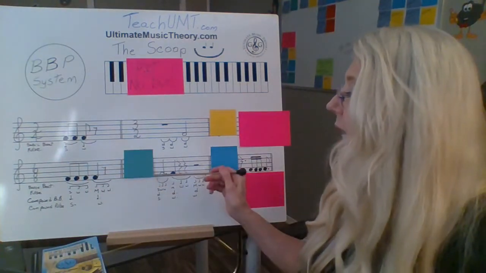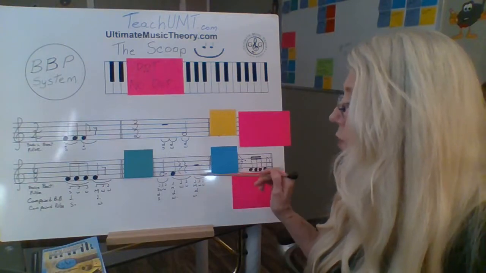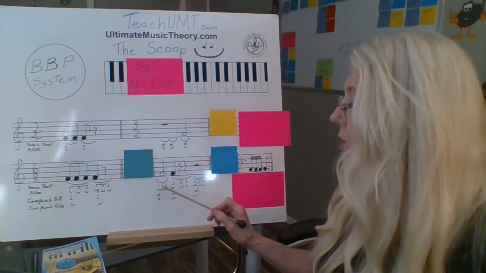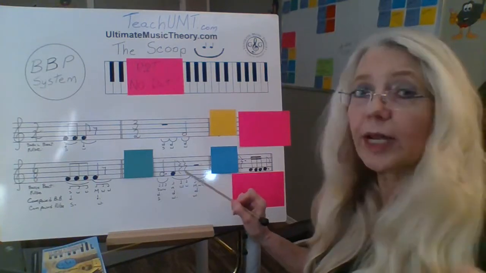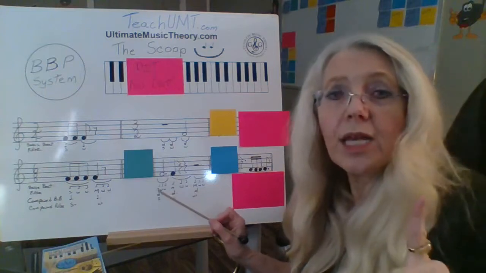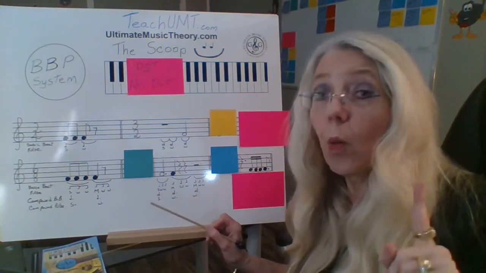So now, if we look at this one, we have 1, 2, 3 groups. Okay, so far so good. Our basic beat is 1, 2, 3, 4, 5, 6, 7, 8, 9. We've got 9 quarter notes. But here's the big thing. We can only have 1 note equal to this scoop. 1 note.